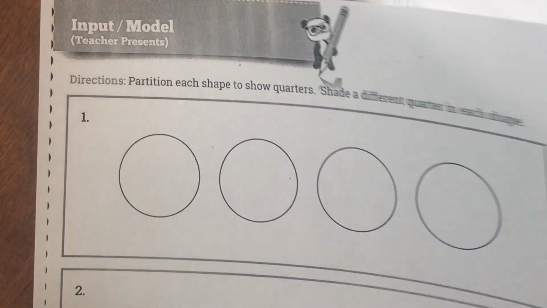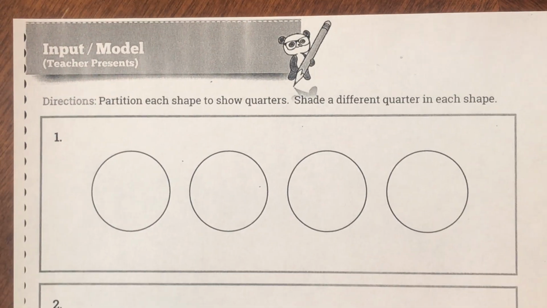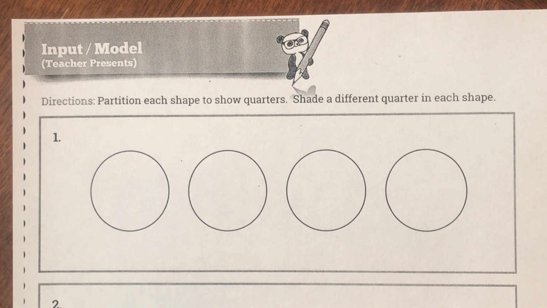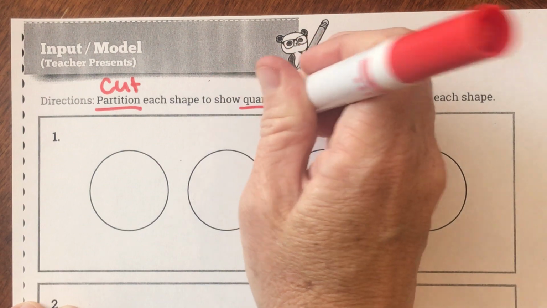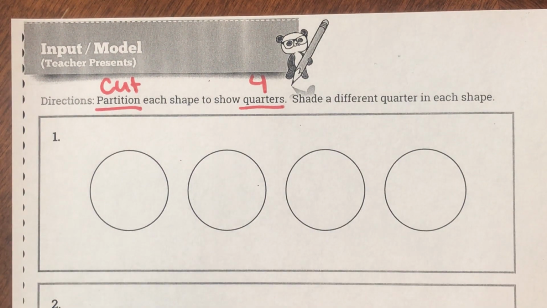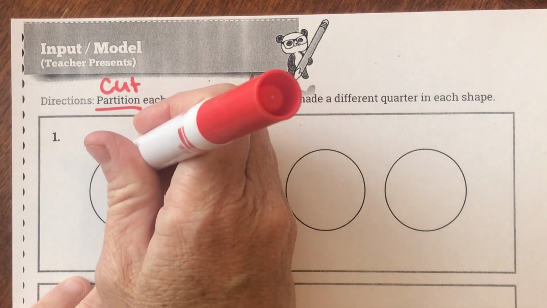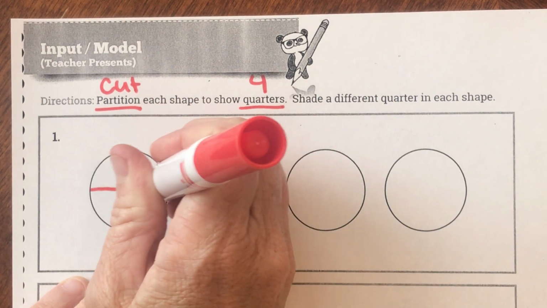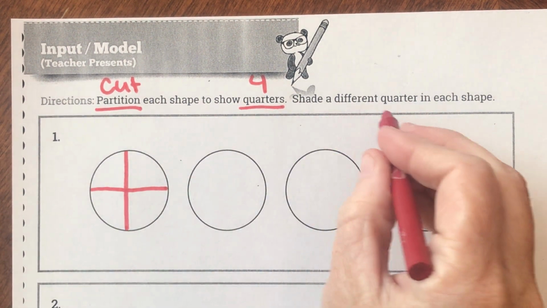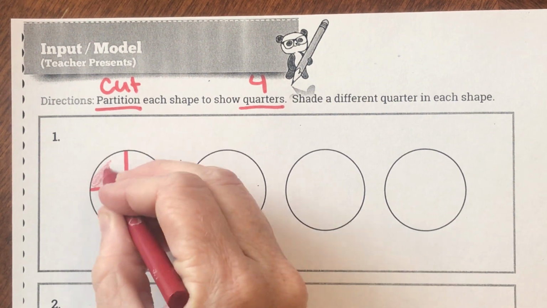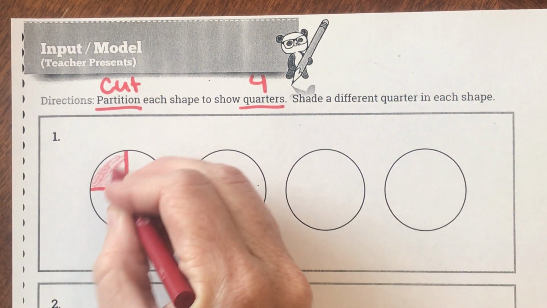Okay, my first question says, partition each shape to show quarters, and then shade a different quarter in each shape. So remember, partition means I'm going to cut, and quarters means there's going to be 4 parts. So what I could do first is, if I'm going to divide this into fourths, I could cut it this way. Okay, and they want me to shade a different quarter. So a different quarter means 1. So this would be a quarter.